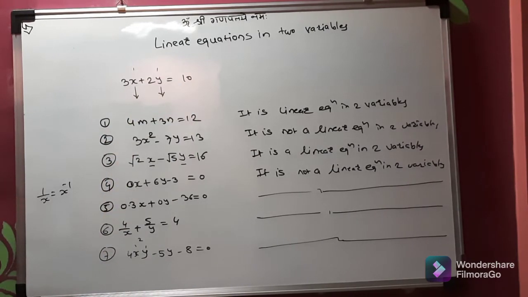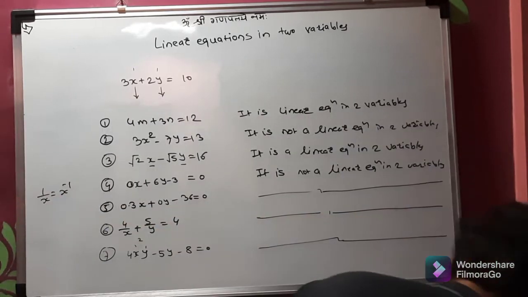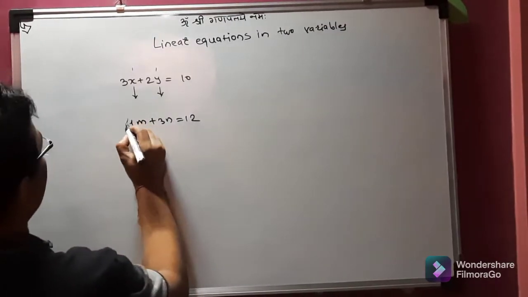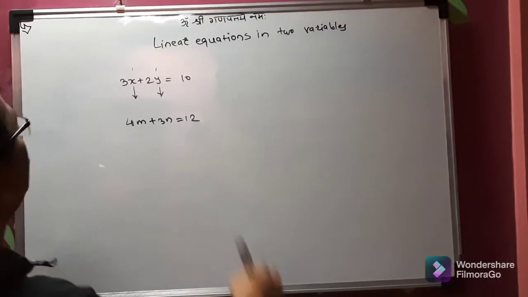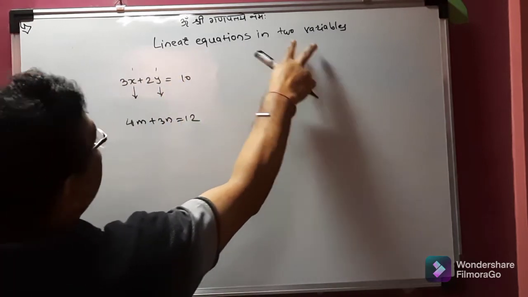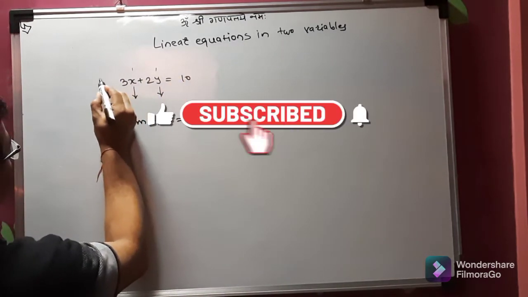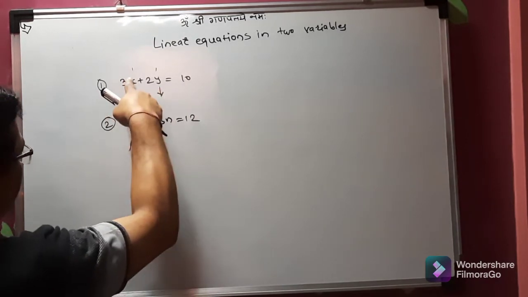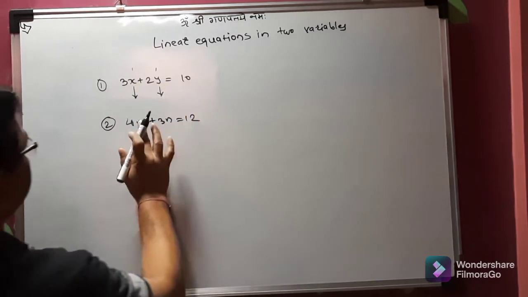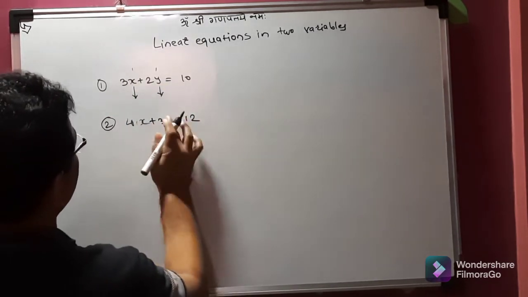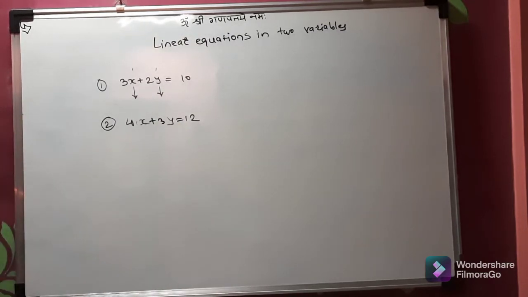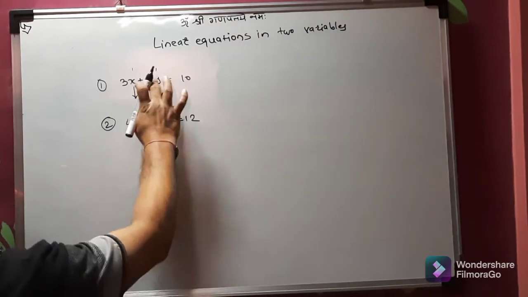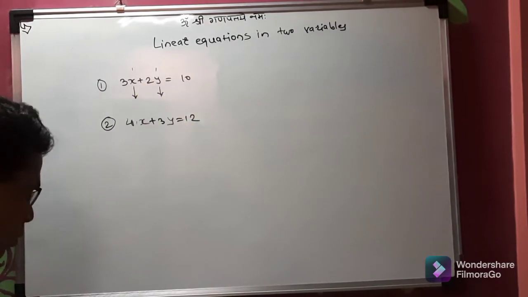Now moving further, we are going to solve the simultaneous linear equation. What do you mean by simultaneous equation? When we put two linear equations in two variables together, say equation number 1 and equation number 2, at that time we call it a simultaneous linear equation. So both these are simultaneous linear equations. Now we solve the problem.